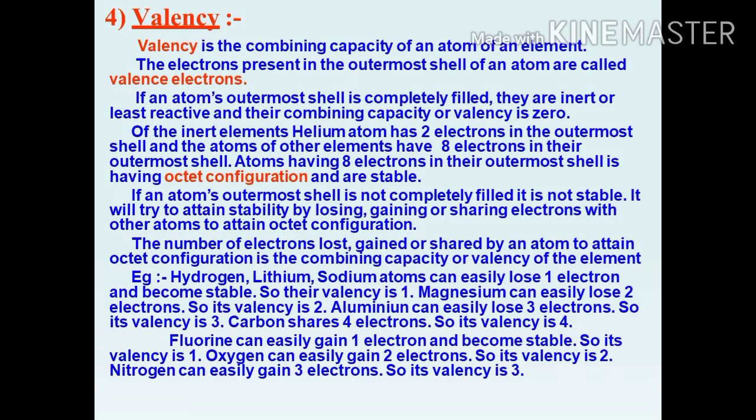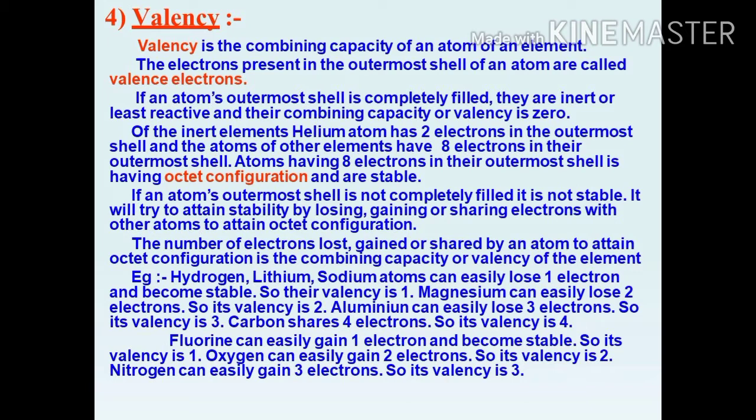Fluorine can easily gain 1 electron, because the outermost shell of fluorine contains 7 electrons. If it gains 1 more electron, fluorine becomes stable in nature. Oxygen can easily gain 2 electrons because the outermost shell of oxygen contains 6 electrons. How many electrons do they need? 2 more electrons. So its valence is 2.